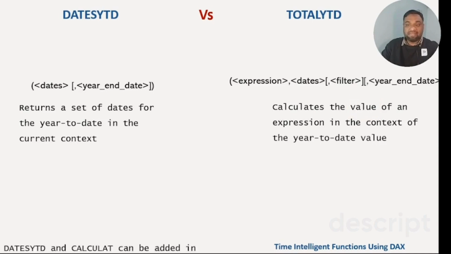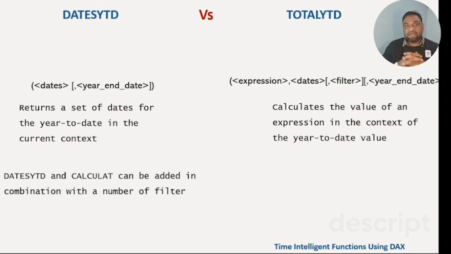result. The second difference is, if we are using DATESYTD along with the CALCULATE function, we can add a combination of filters. We are not restricted to only one filter as in the case of TOTALYTD. We have only one filter in the case of TOTALYTD. Of course, with some complicated calculations, we can also use multiple filters in TOTALYTD. But why do that if we can easily do it with DATESYTD along with the CALCULATE function?